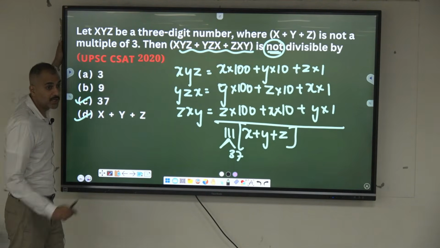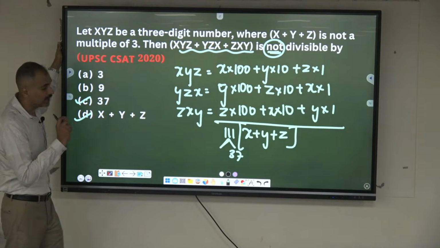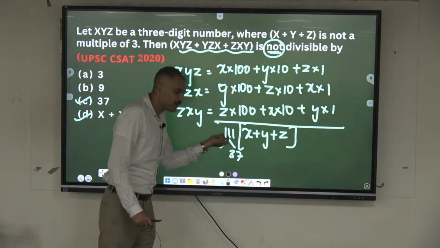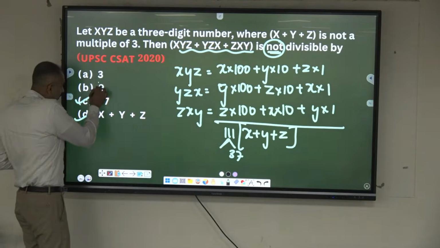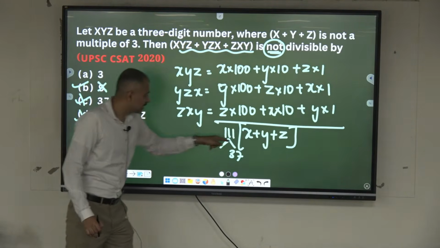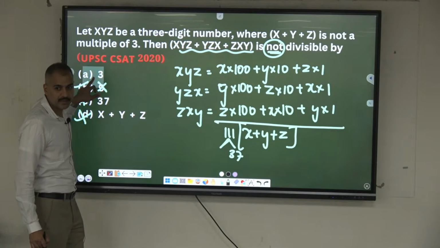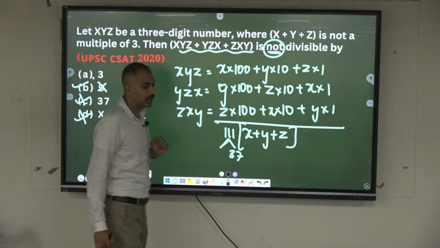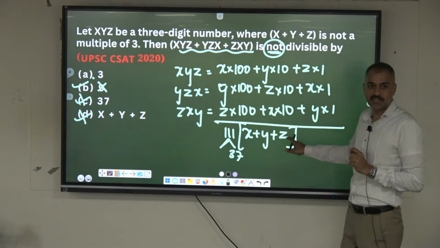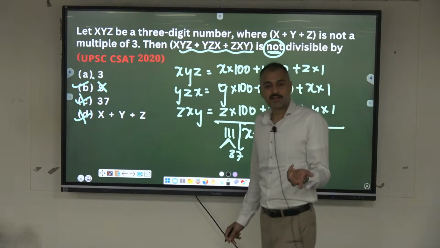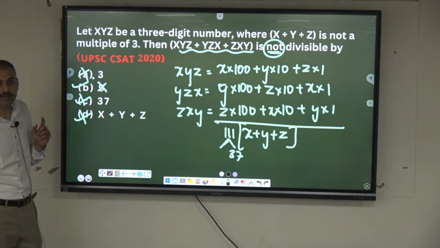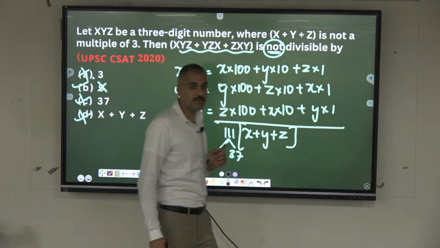Now, is it divisible by 9? Not necessarily always. If the sum here is 9, then it can be divisible, but not always. Understood? 111 is not divisible by 9. Hence, the one which is not divisible, that itself is your answer. These kind of numbers are divisible by 3 anyway, but not necessarily by 9 always. If the sum of the digits is 9, then it is possible. So we can eliminate the options. So it has to be 9 only.